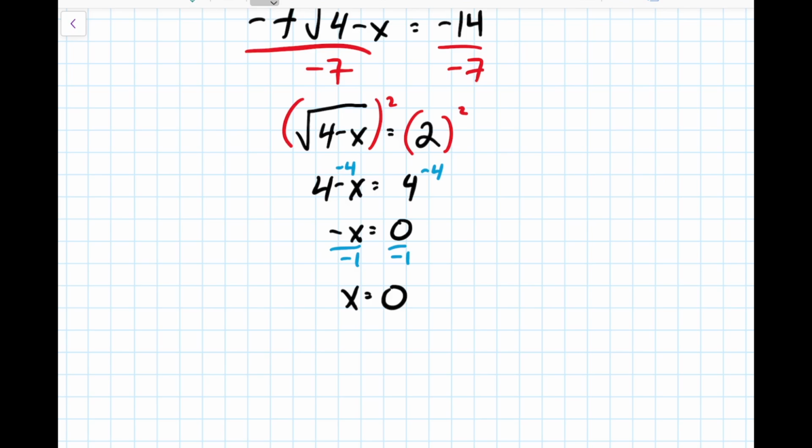And so that might seem weird to you. Some people get a little confused when the answer is 0. 0 is just a number. It's totally fine.